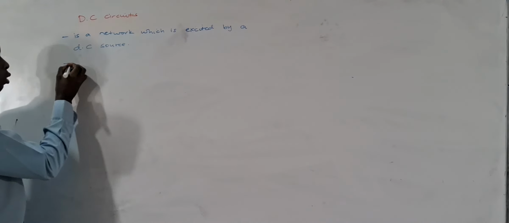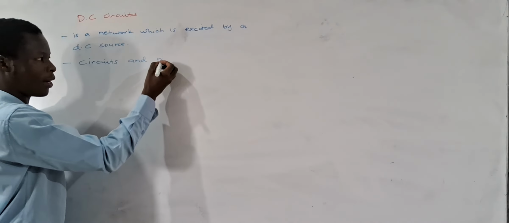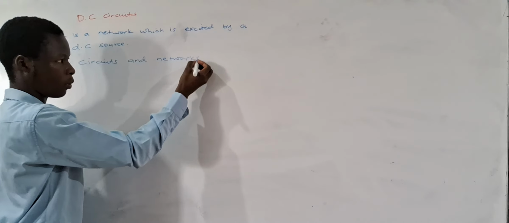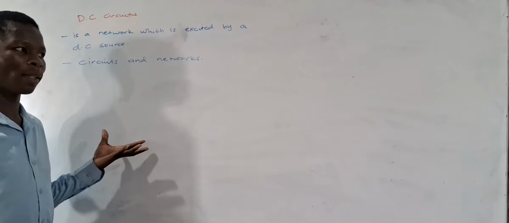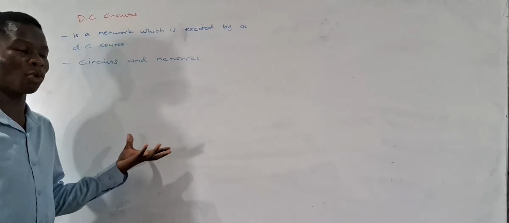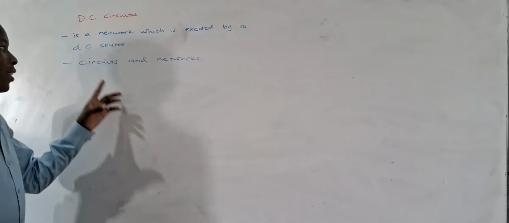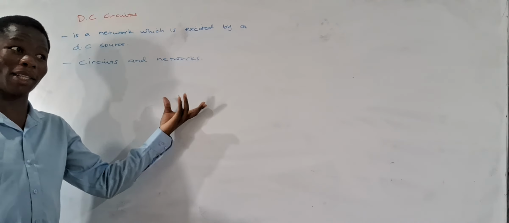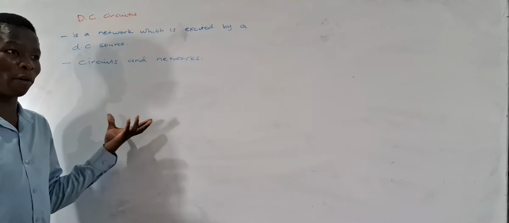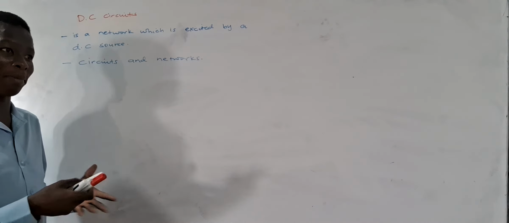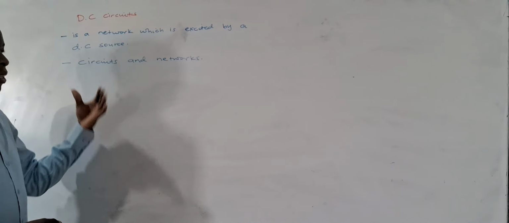We have what we call circuits, and we also have what we call networks. You think that circuits are networks? You think that networks are circuits? But today I am going to differentiate. A circuit is different from a network, and a network is different from a circuit. Maybe by the end of this session you'll be able to tell me the similarities and the differences between the two. Okay, so what is a circuit?